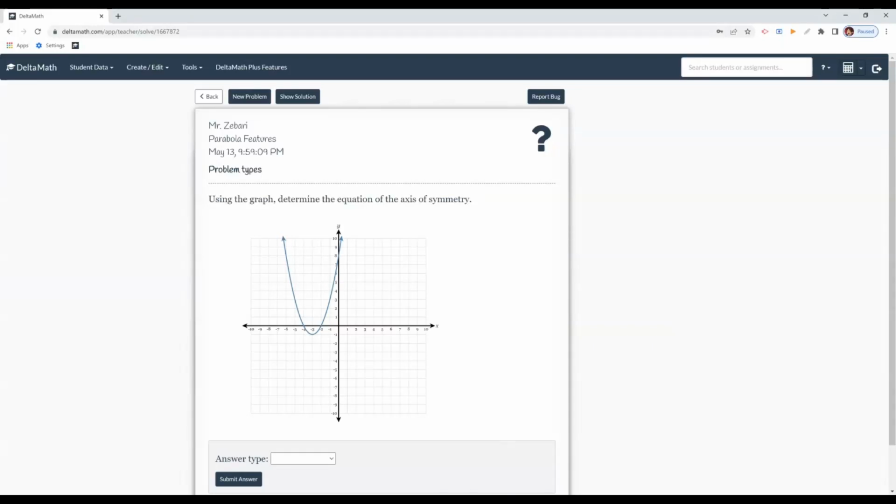Today we will be going over parabola features, and we will be going over how to find coordinates of the root, x-intercept, y-intercept, vertex, and the axis of symmetry. So I'll try to make this as fast as possible.